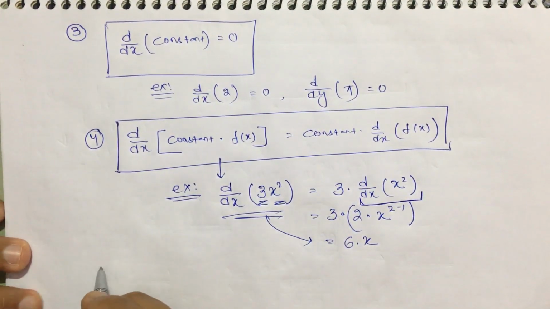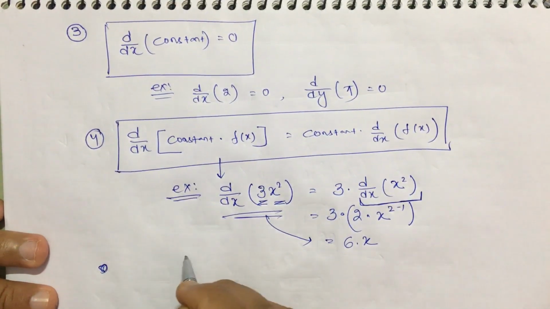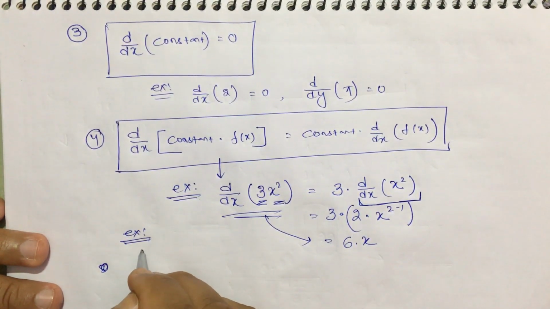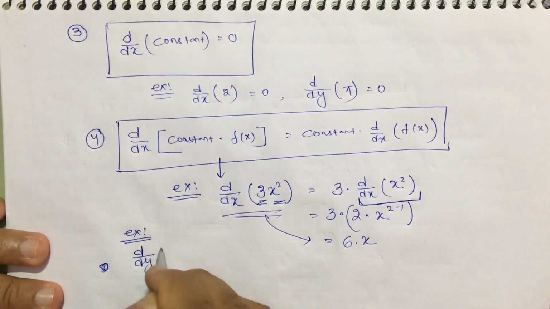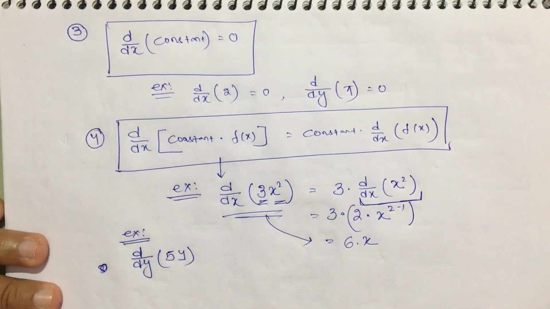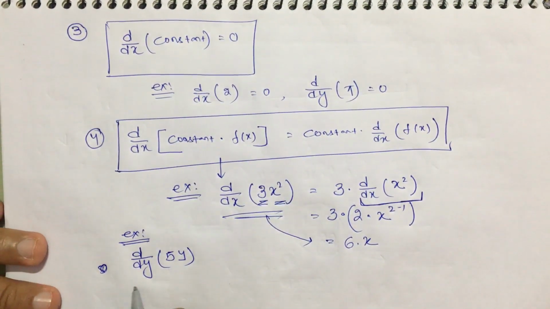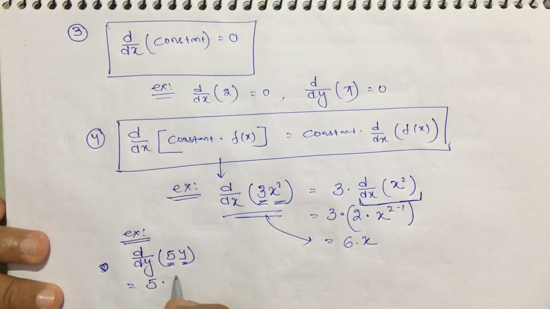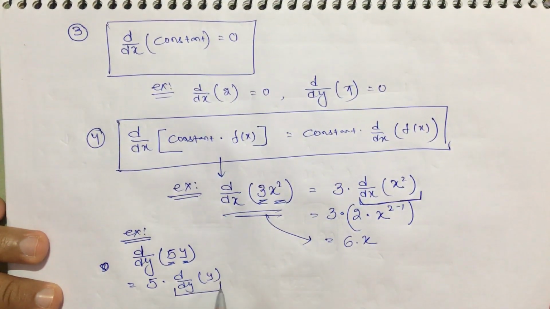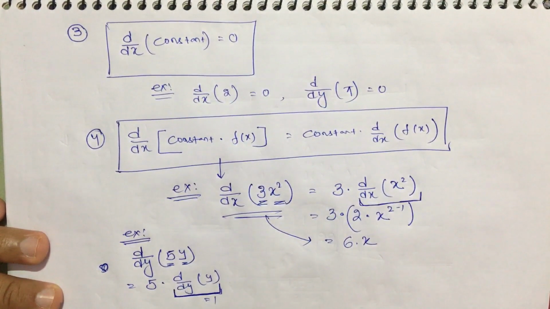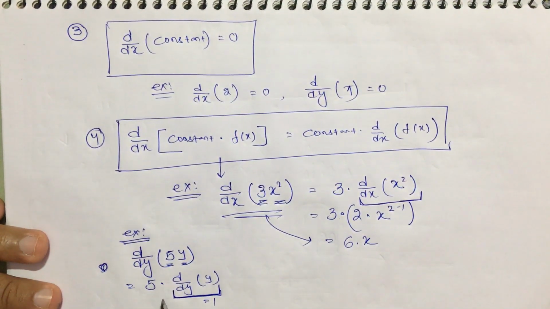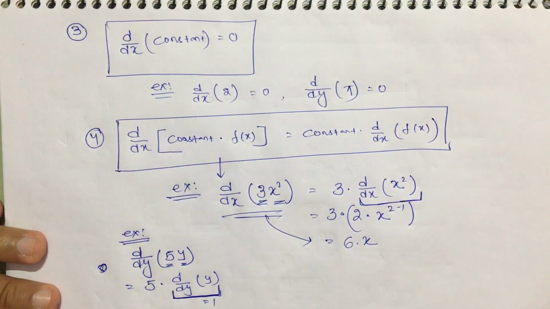Okay, let us take another example. Let it be given d by dy of 5y. In that case again 5 is a constant and y is a variable, so I can write it as 5 into d by dy of y. But in the second formula we know that d by dx of x is 1, d by dy of y is 1, like that. So the answer is 5 into 1, so it is going to be 5.